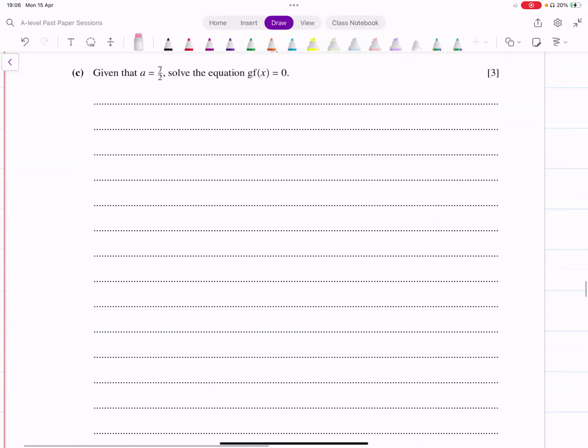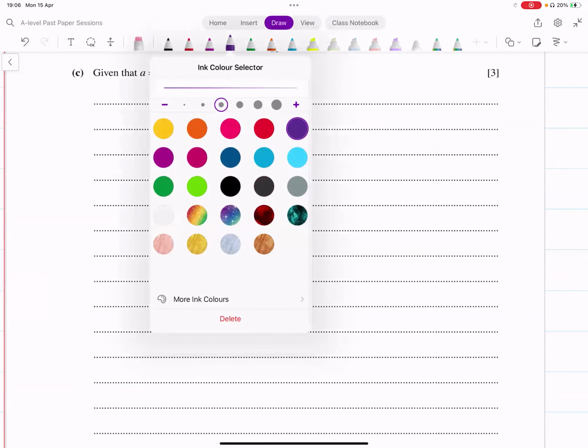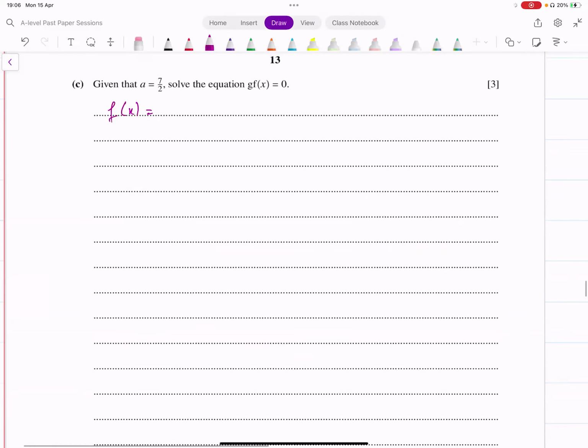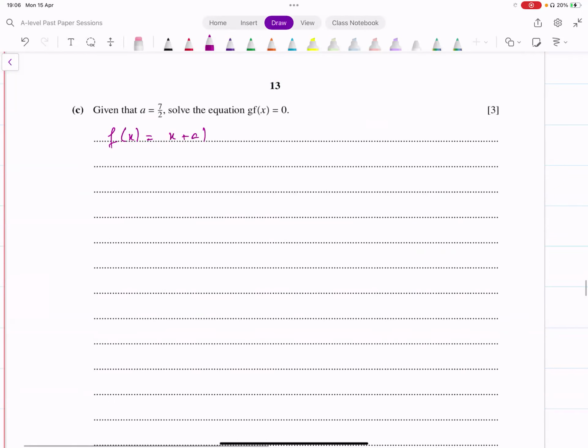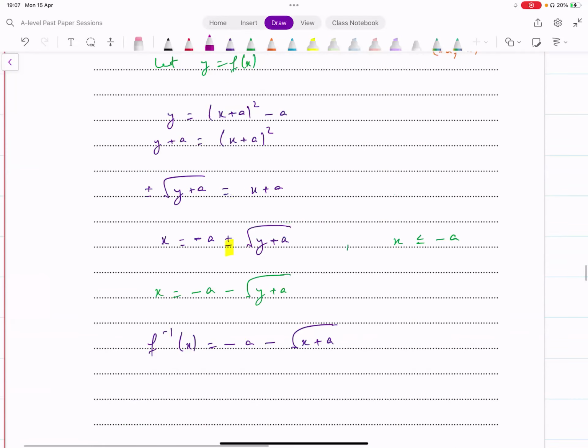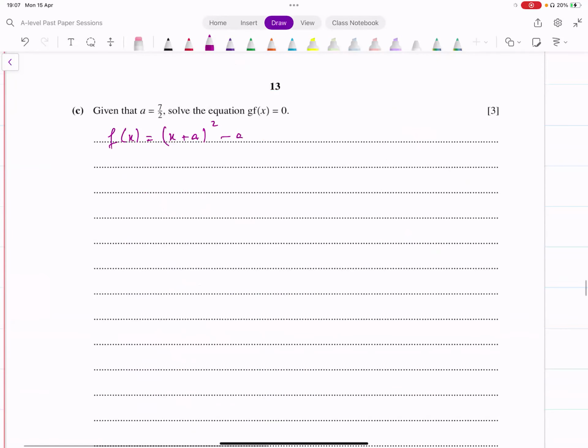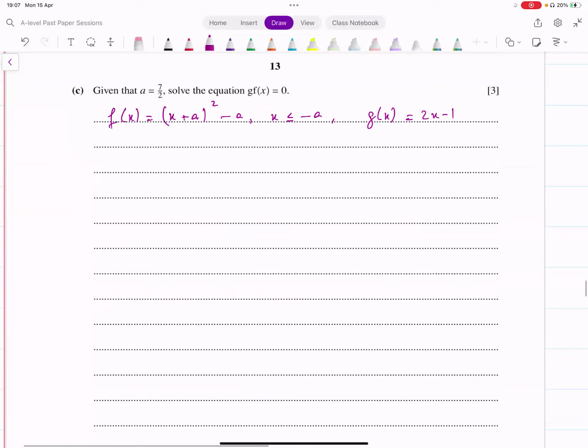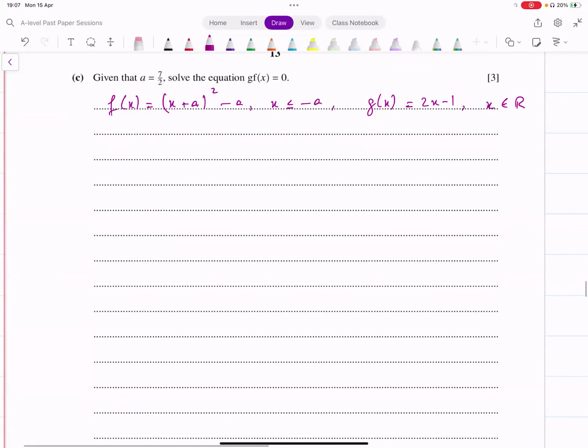Okay. Part C. Now it says, given that a equals 7/2, solve this equation, g f of x equals 0. Now, what were the two functions that we had? f of x equals x plus a, whole squared, minus a, and the domain of this function was x less than or equal to minus a. And the other function was g of x equal to 2x minus 1, and it was valid for all real numbers.